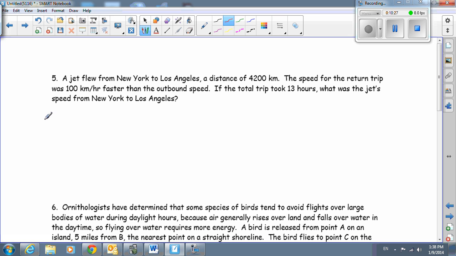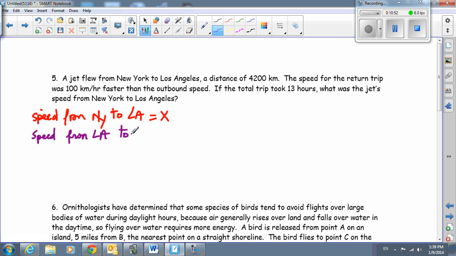Let's start with speed. Let's call the speed from New York to Los Angeles X. We will call this one X, and we will call the speed from LA to New York 100 kilometers more. That will be X plus 100. That's the first thing you need to know.